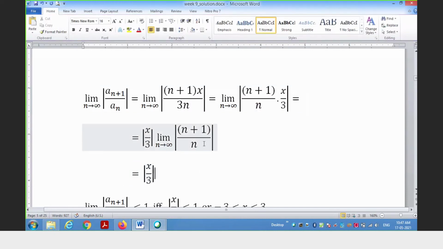Okay. Are there any questions? Do you know how to get this limit equal to 1? Who has problems? This limit equals 1. Okay, you use L'Hopital's rule. Does everyone understand?